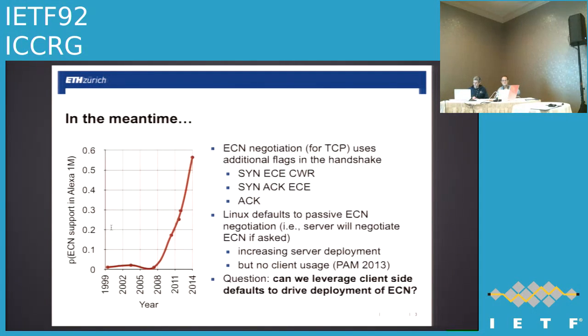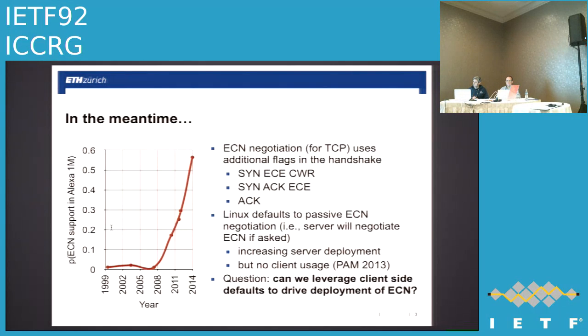So in the PAM 2013 paper, we did this active measurement to see how many servers would negotiate ECN with you, and it was about 30% of them. And then we saw what proportion of clients were actually negotiating ECN on flows on a national scale research network, and the number was tiny. It was tens of thousands out of hundreds of millions.